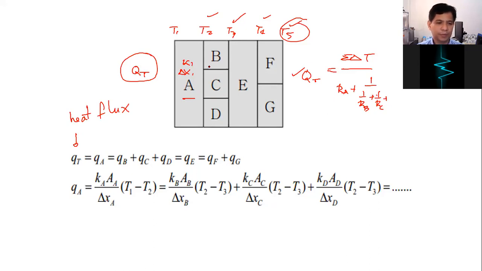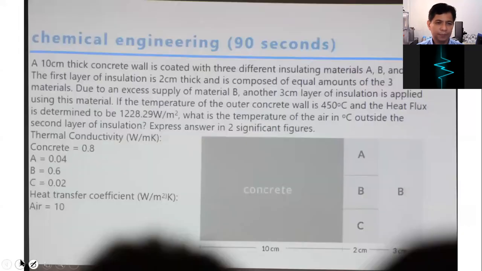Okay, so let's try a problem. Minimize the pictures, you can control the video, right?